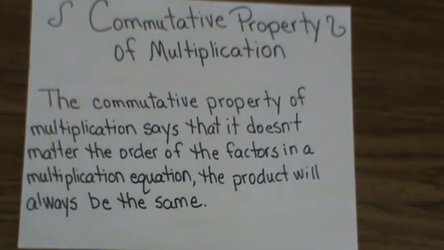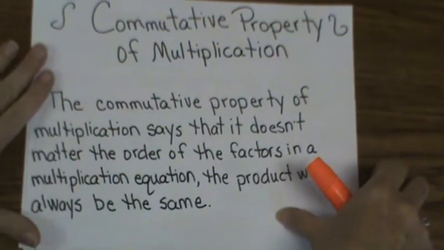The commutative property of multiplication tells me that it doesn't matter the order of my factors in a multiplication equation, my product is always going to be the same. So if I have 7 times 9 equals 63, then I can have 9 times 7 equals 63. I can switch my factors around, but my product always stays the same. So this is very important to remember.